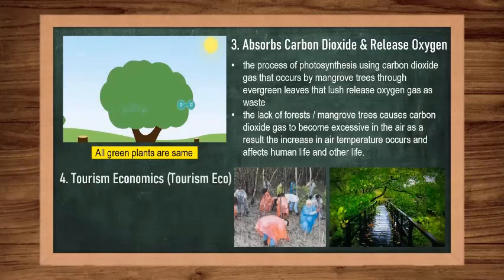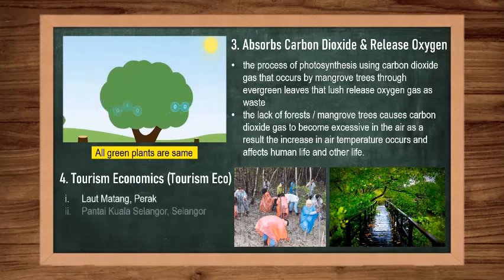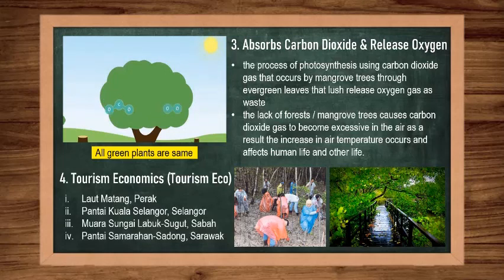And the fourth advantage is tourism economics, or ecotourism, or in Bahasa Melayu, ekopelancongan. Popular places of mangrove trees are Kuala Sepetang, Perak, Pantai Kuala Selangor, Muara Sungai Labuk, Sugut, Sabah, and Pantai Samariang, Sadong, Sarawak.